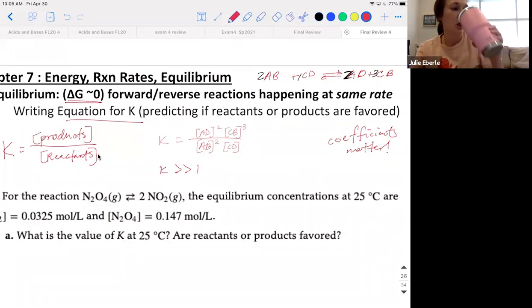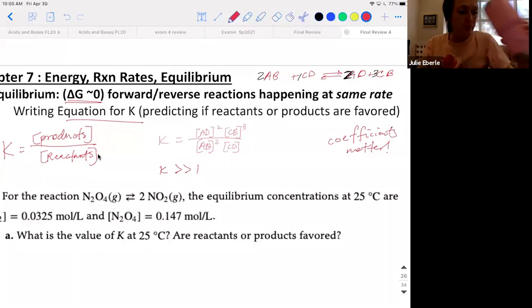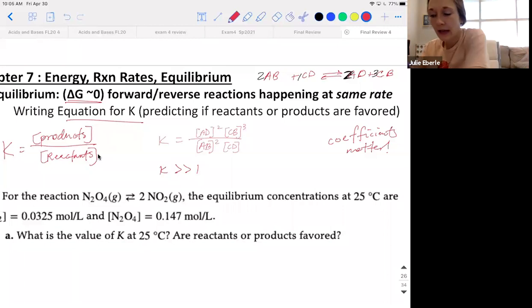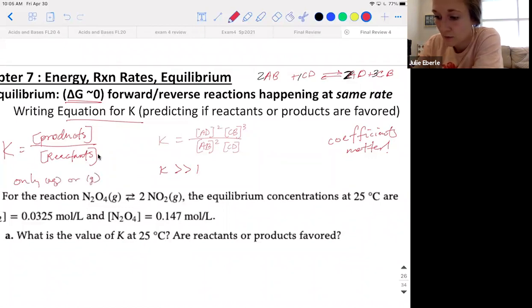Do y'all remember? K is bigger than 1. Must mean that your numerator is bigger than your denominator. That's right, Molly. We don't put any solids or anything that's directly liquid. Only things that are aqueous or gas. Only aqueous or gas go in this equation.